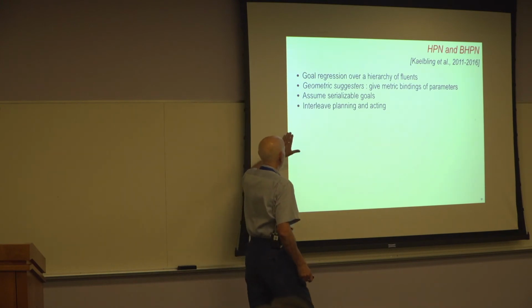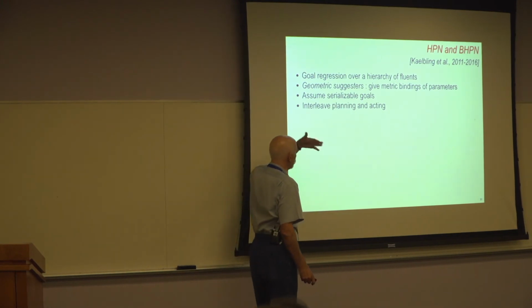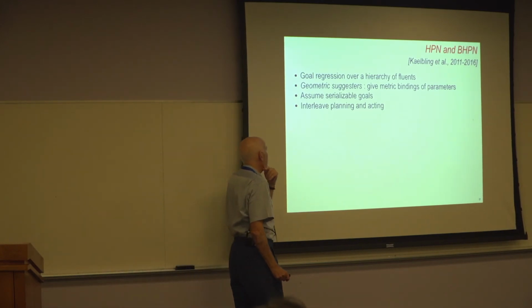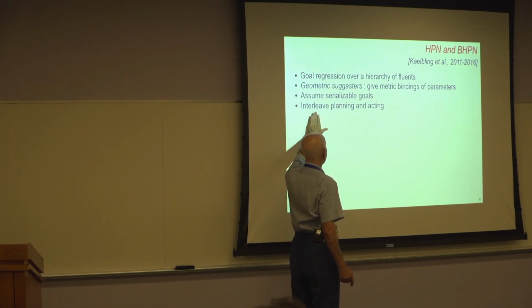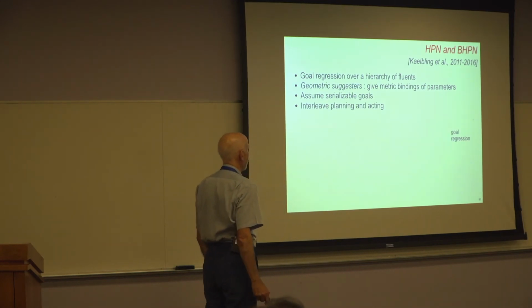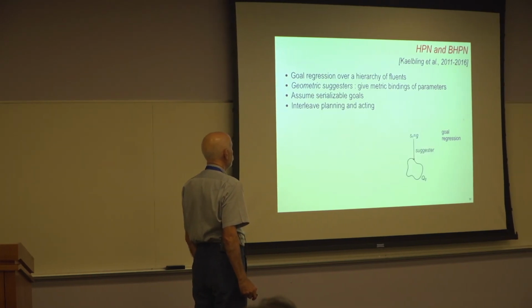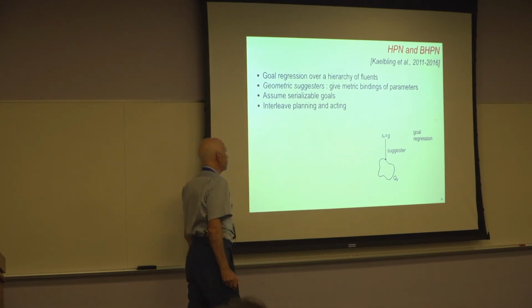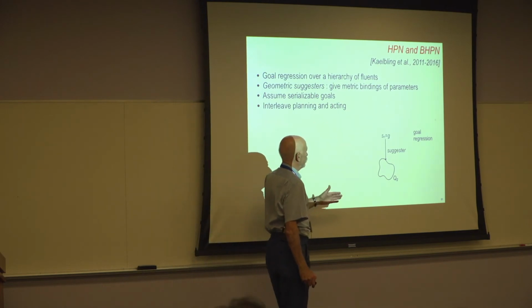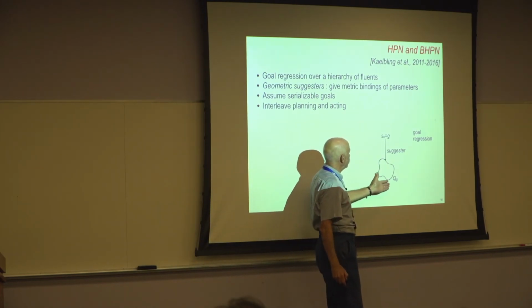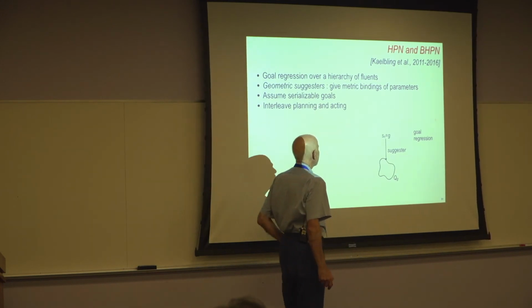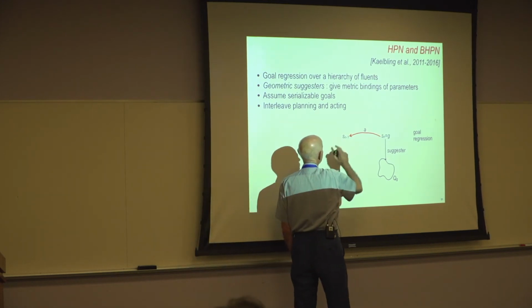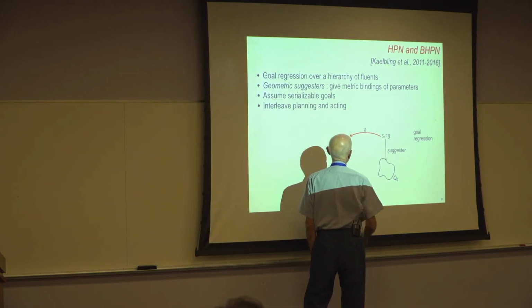It assumes that your goals are serializable, in the usual serializability property of task planning. That is, you can handle them independently, each one of the others, and it interleaves planning and acting. Here is a good example where interleaving is taken into account. So you start with your goal, or one component of your goal, because you assume serializability, and you do goal regression. And your suggester tells you that your goal should be in this particular set of configurations that would be desirable. And you do regression over this possible state with actions that may allow you to reach this goal.